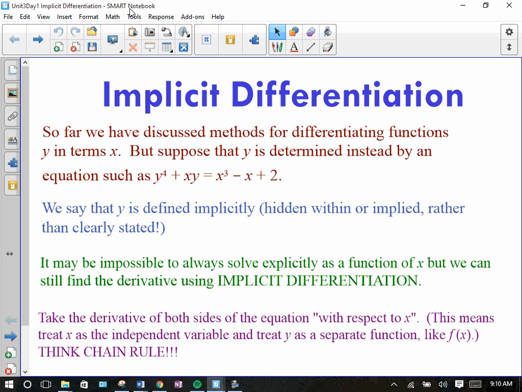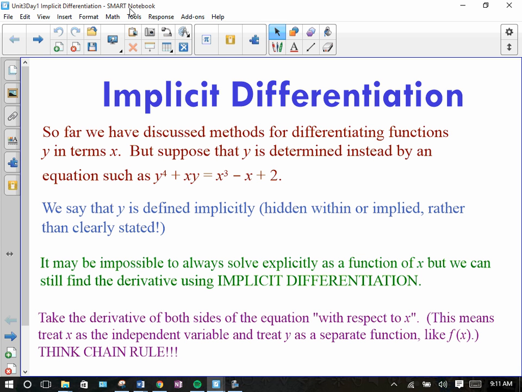And what I mean by it may be impossible to solve explicitly as a function of x is this function right here is not possible. It would not be possible for us to get y by itself and say y equals something. Okay? So when that happens, we're going to have to use what we call implicit differentiation. And what implicit differentiation is, you're going to take the derivative of both sides of the equation with respect to x.